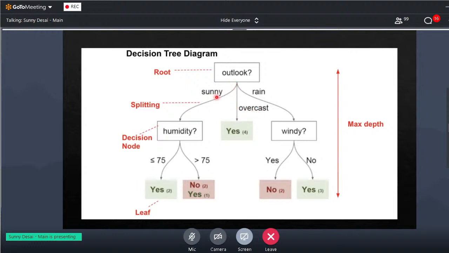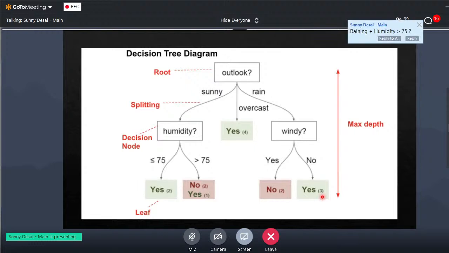Now there is a split here if the weather is sunny. If the humidity is less than 75, your friend is going to come and play. If the weather is sunny and the humidity is more than 75, your friend is not going to come and play. And if it is rainy and windy, your friend is not going to come and play. And if it is raining and not windy, your friend is going to come and play with you. Okay, let's do a quick revision now. Next question to you: say it is raining plus humidity is more than 75, will your friend come and play with you or not?